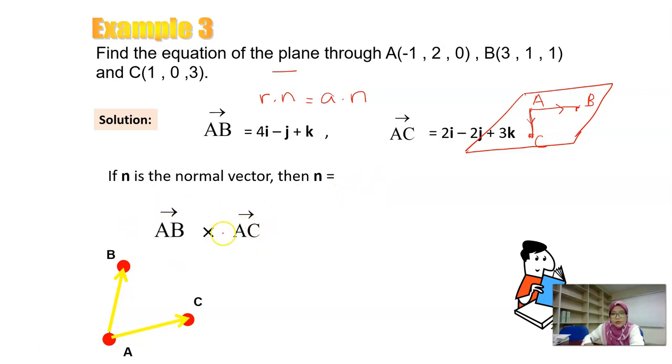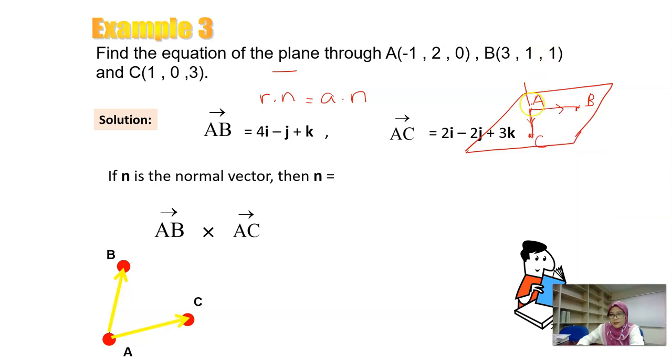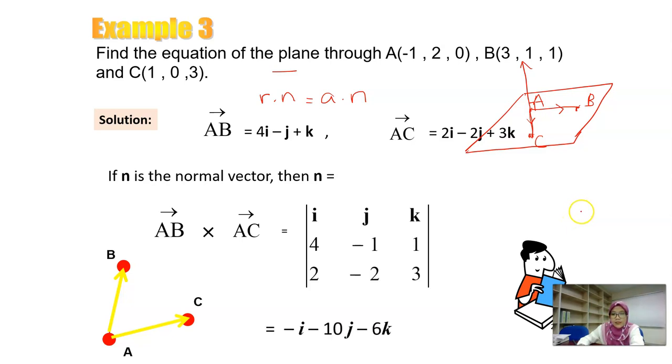When you do the cross product of two vectors, you will get a normal from these two vectors. You already covered this in the first part, so you get the normal. Now you have the normal equal to (−1, −10, −6).